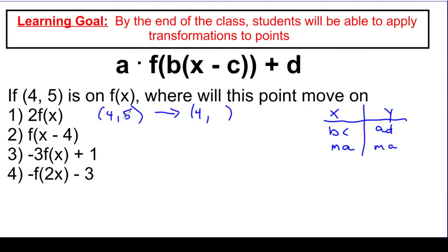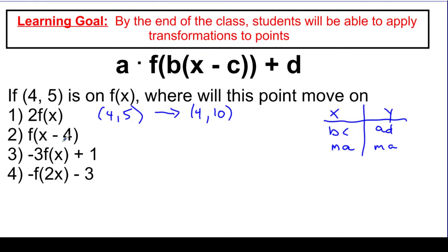So in this case, this is saying take my 2, multiply it by y. The result is where that point is going to end up. So if I do a vertical stretch by 2, which is what this a value is doing, 4 comma 5 is really going to turn into 4 comma 10. That's where that point's going to end up. So let's do the same thing.